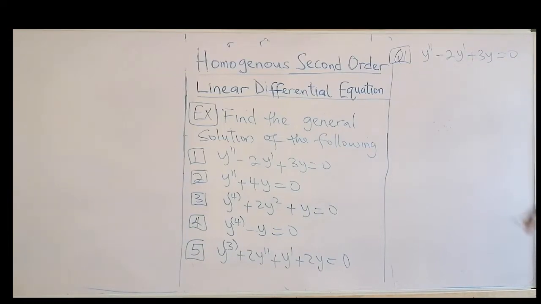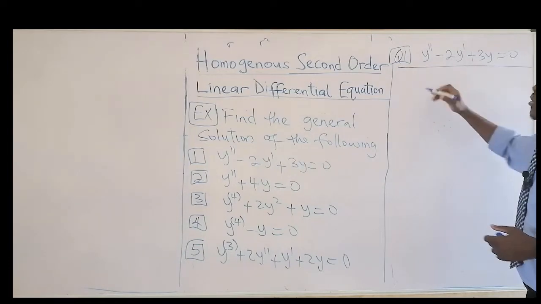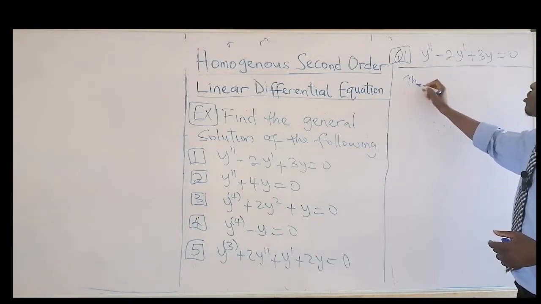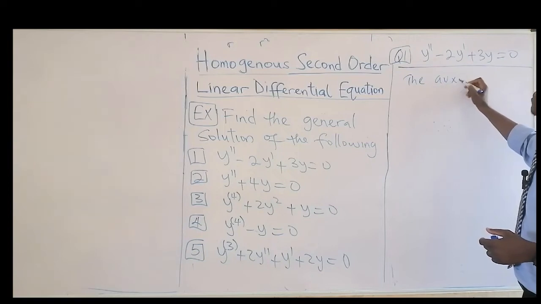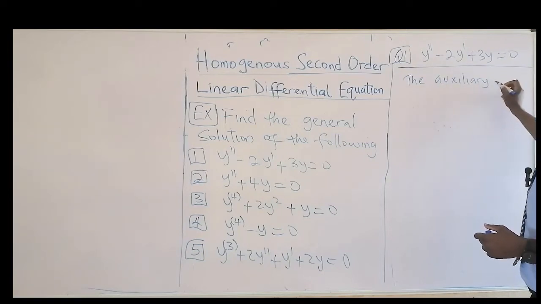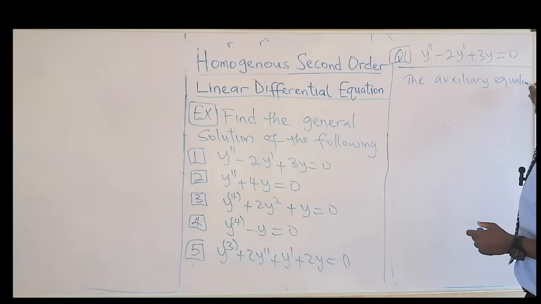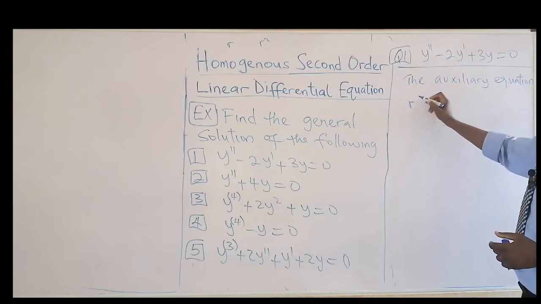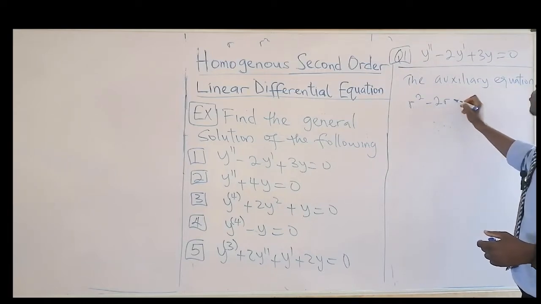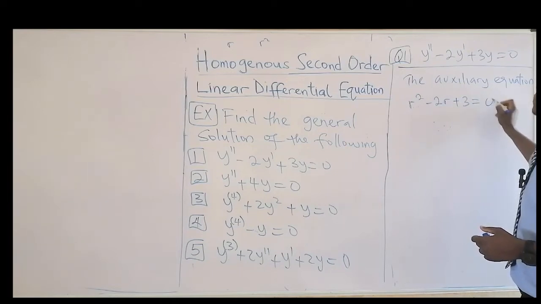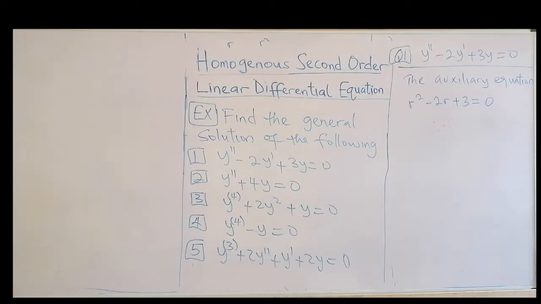It's equal to 0. The first thing to do is to get the auxiliary equation. The auxiliary equation is r squared minus 2r plus 3 equal to 0. Then the thing to check now is, can we factorize this? Is it factorizable? Let's check, as we used to do.